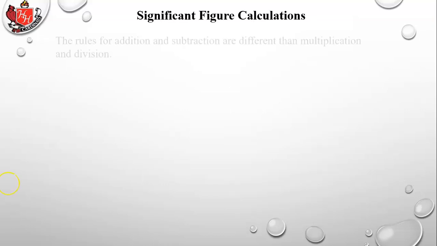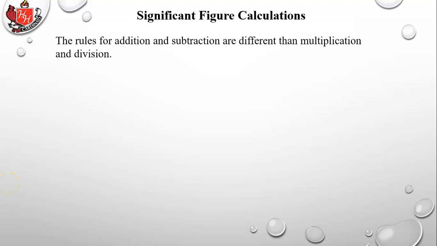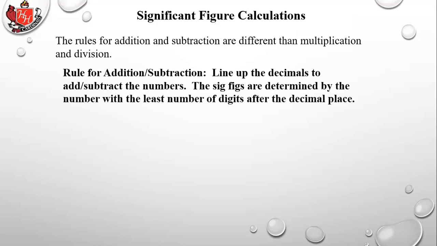They go away. The rules for addition and subtraction are different. They're completely different than the multiplication and division rules. So let's look at those. Rules for addition and subtraction. You line up the decimals, which is what you always have to do when you add or subtract decimal numbers. The sig figs are determined by the number with the least number of digits after the decimal place.